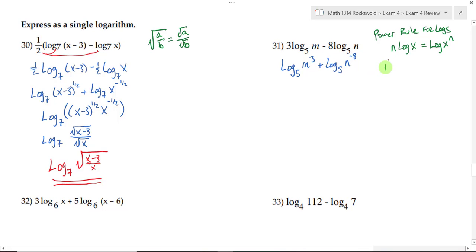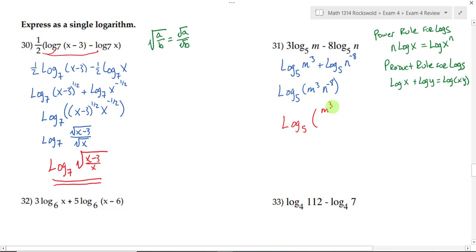Now I can use the product rule, which says if you have addition between logs, you can rewrite that as a single log, multiplying those arguments together. So this is going to be log base 5 of m to the 3rd n to the negative 8. And then for your final answer, you don't want to have a negative exponent here, so our final answer would be log base 5 of m cubed divided by n to the 8th.